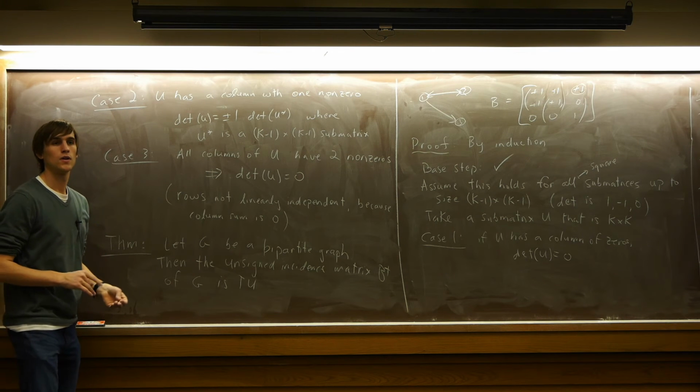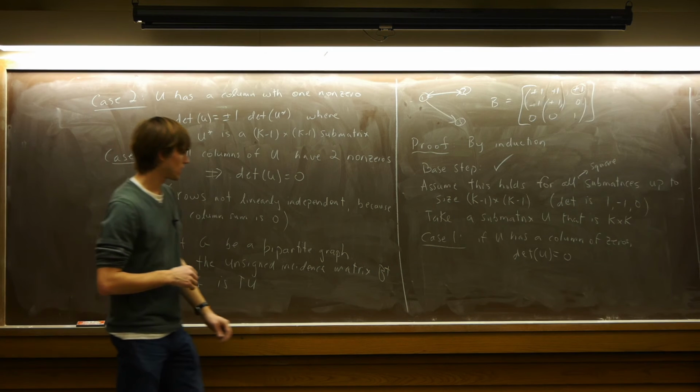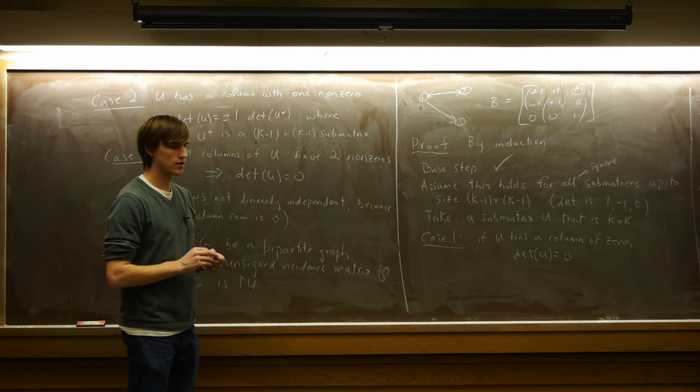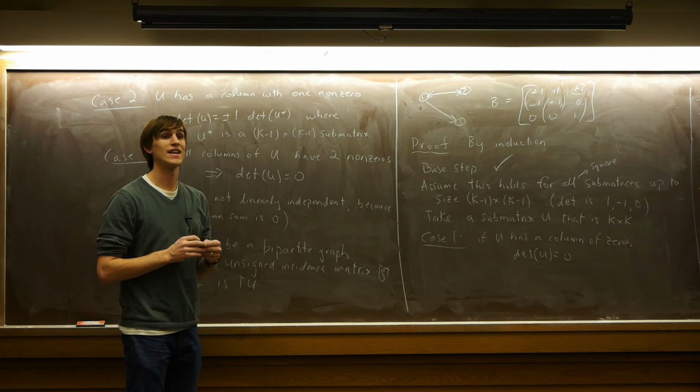Kind of a similar question to what Varun had: is there an example of a matrix that's just 1s and 0s that's not totally unimodular? That one seems tougher to come up with. Well, if you take the unsigned incidence matrix of a non-bipartite graph, that will not be totally unimodular.